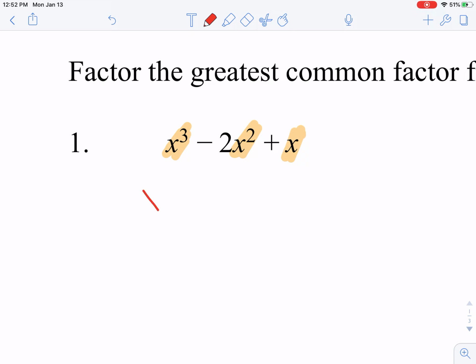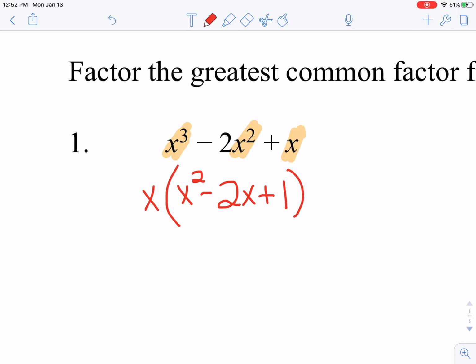So we're going to pull out an x, and if we take an x out of that first term, we're going to be left with an x squared. If we take an x out of our second term, our minus 2 is going to stay with us, and all we have left is that one x. And if we divide that third term by x, we would have x over x, which would mean just 1. So here we have x times (x squared minus 2x plus 1).